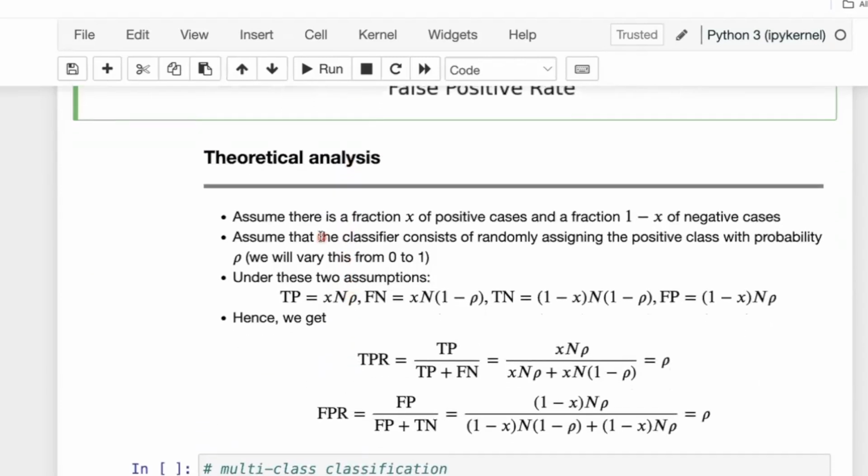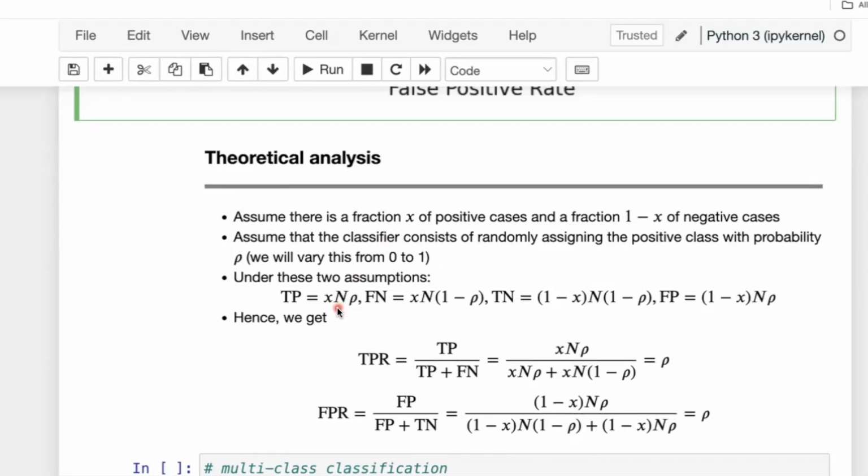So in order to do our theoretical analysis, we have to make some assumptions. Assume that there is a fraction of positive cases and a fraction of negative cases in your data set, right? So here we assume that we have N data points, the uppercase N. If we multiply x times N, that's the number of positive cases that we have, and x is obviously a number from 0 to 1. Now assume that you have a classifier that randomly assigns positive classes with probability rho, and we change this rho from 0 to 1.